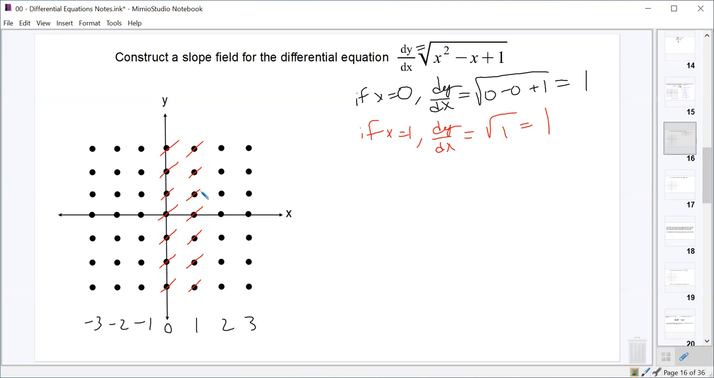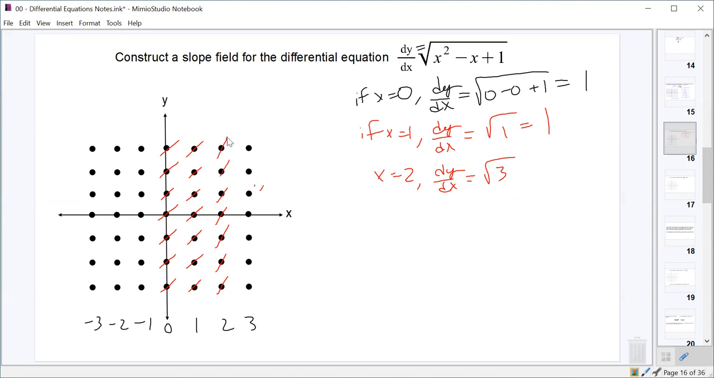And then let's look at x equals 2. So if x equals 2, dy/dx is going to equal the square root of, well, 2 squared is 4, minus 2 is 2, plus 1. So we're looking at the square root of 3. Of course, we don't need a complete exact value for that, but we know that the square root of 3 is going to be between 1 and 2. It's like 1.7 something. So we need a slope that's a little steeper than 1, but not too steep. So we just want to be getting a little steeper in this column.